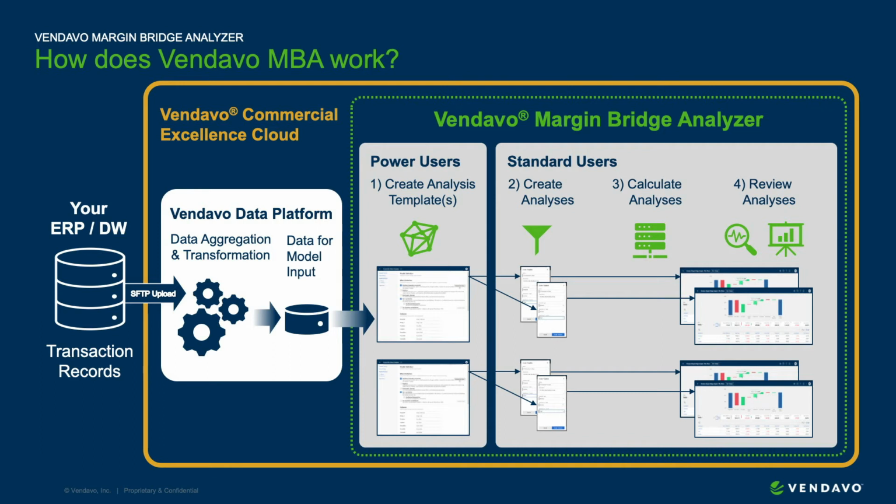Here's how the Vendavo Margin Bridge Analyzer solution works. You start by uploading your transaction history, usually from your ERP or a data warehouse your organization already has. Once in the Vendavo Commercial Excellence Cloud, Vendavo will apply the desired aggregations and data transformations needed to create a data set for analysis. This process of uploading, validating, and transforming your data can be done at your selected frequency, usually weekly or monthly. Then, once your users receive some onboarding from our experts for the first time, they're ready to go.